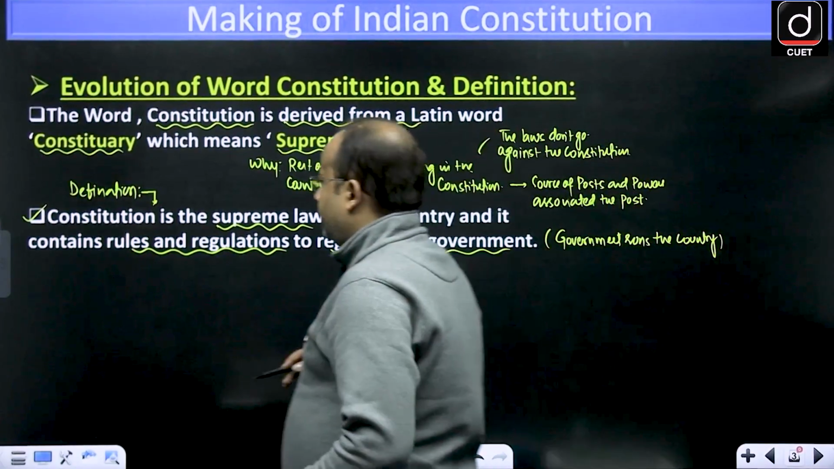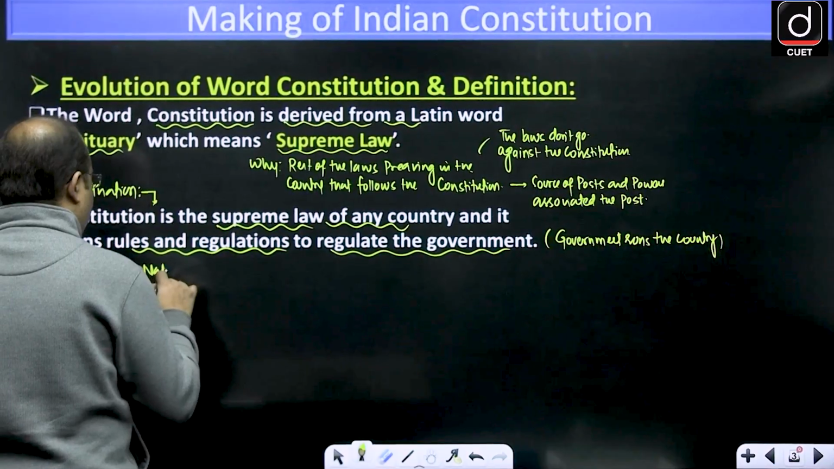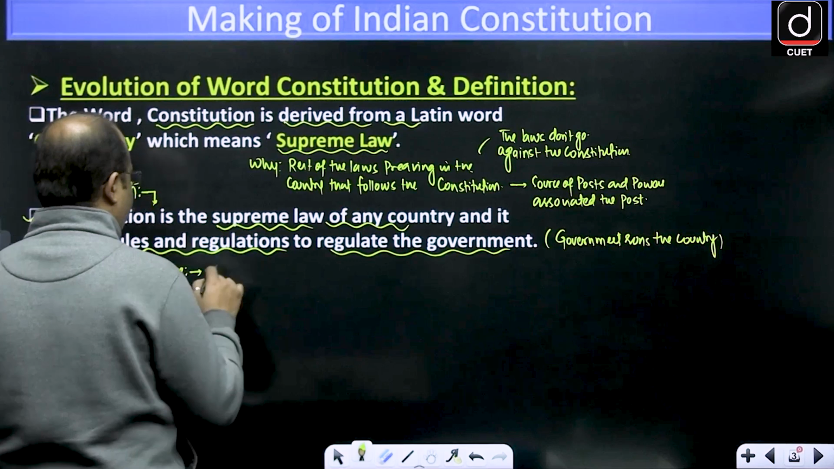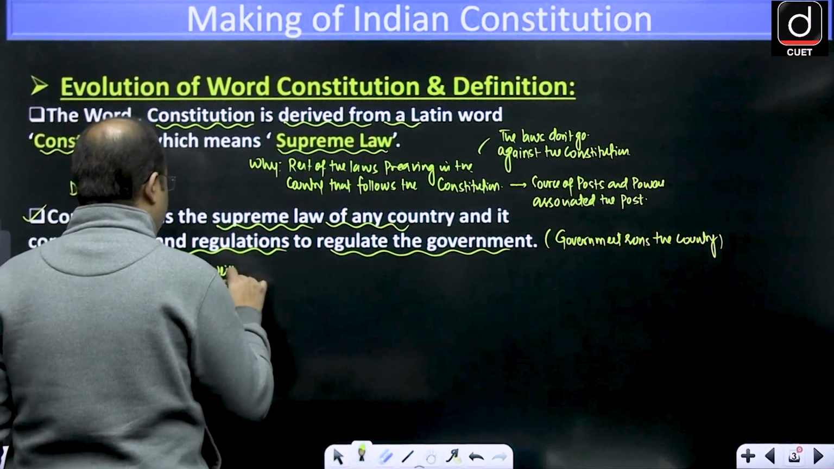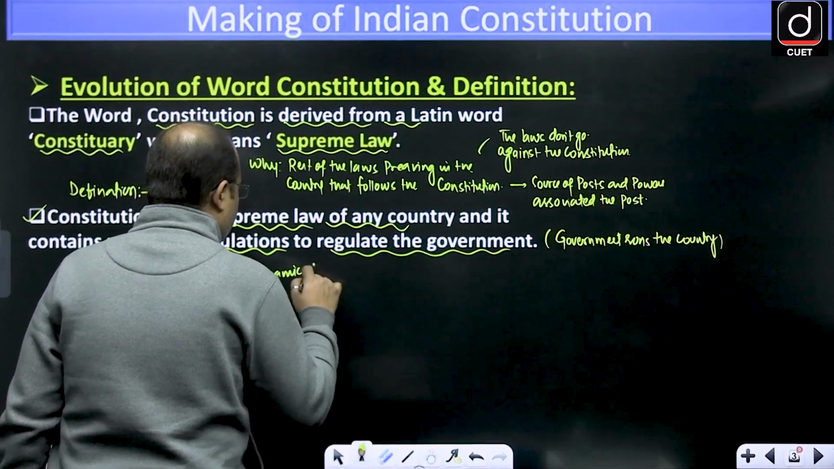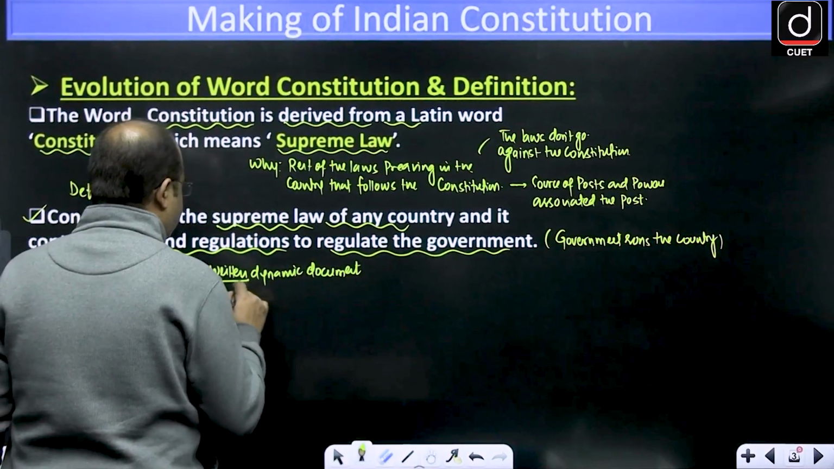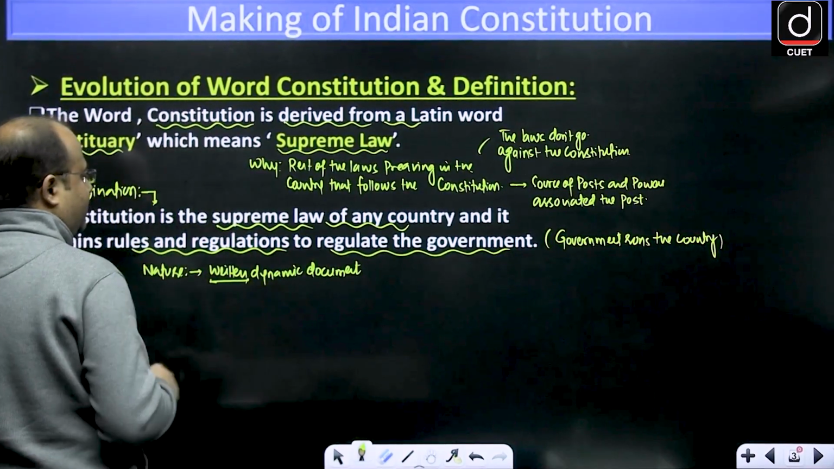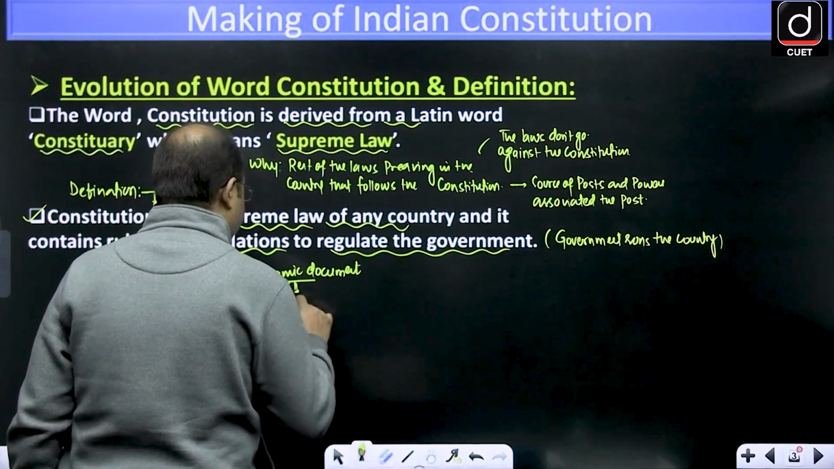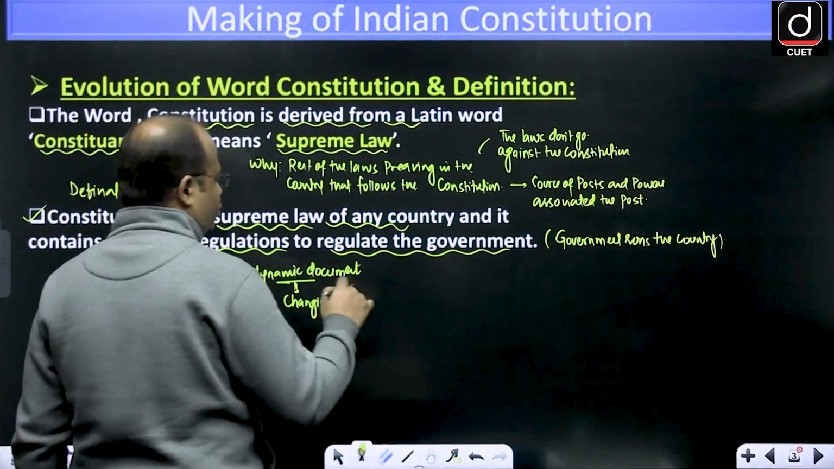And what is the nature of the constitution? The nature is that it is a written dynamic document. So the constitution is written in nature. That means it is in written form, and the nature is dynamic. Dynamic means changing. So we make changes in the constitution through amendments.